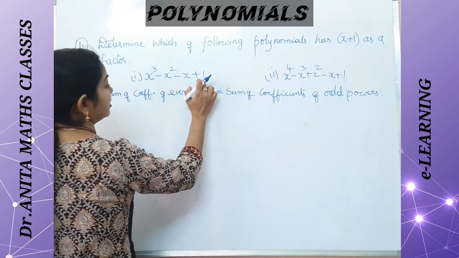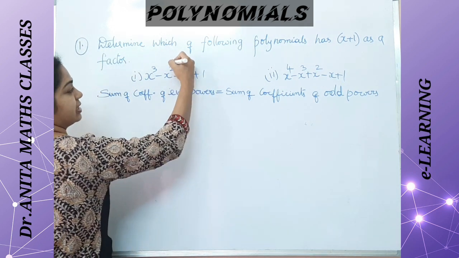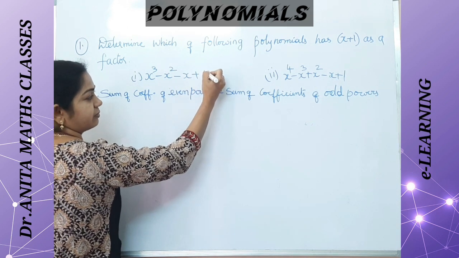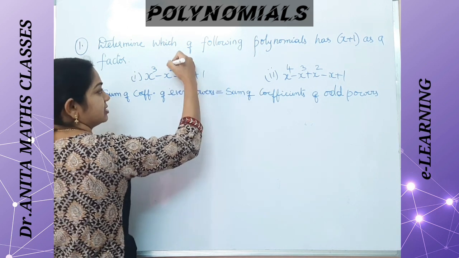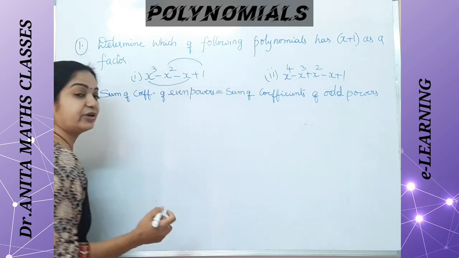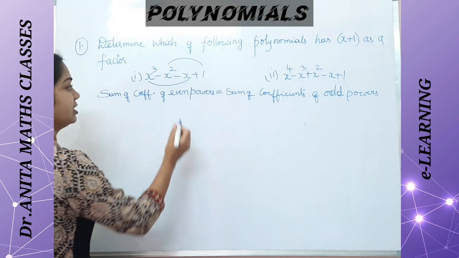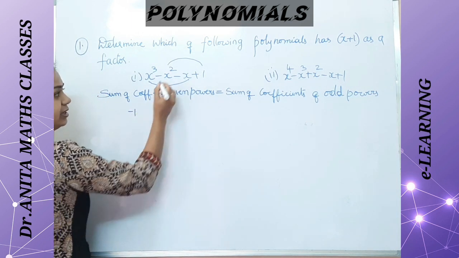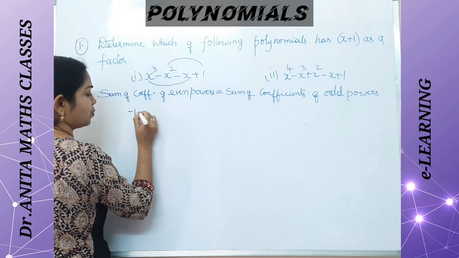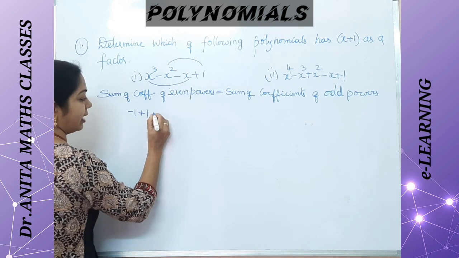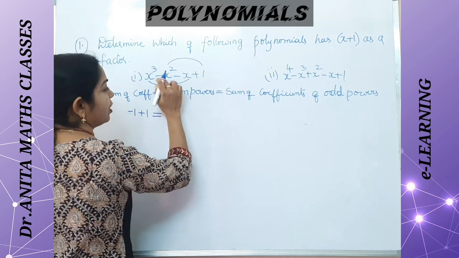Now if you see here, what are the even powers? This is an even power, square 2 here, and also consider this as an even power because x to the power of 0. Let us consider these two, and these two. We have to take only the coefficients. So the coefficient of x square is minus 1, and the coefficient of the constant 1, x to the power of 0, is 1. This is equal to the sum for the odd powers.